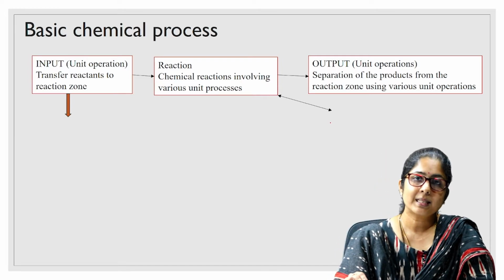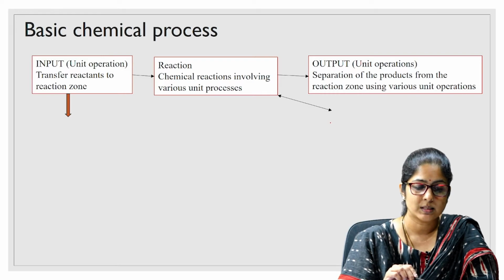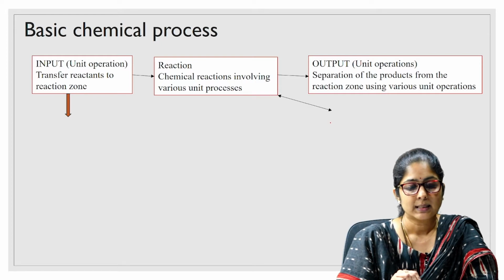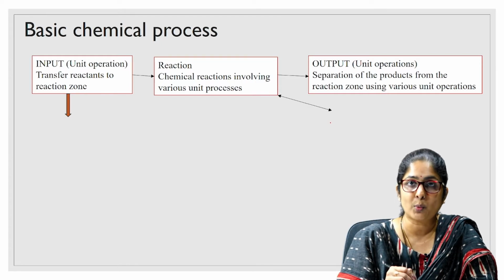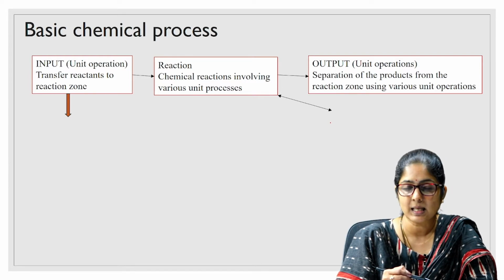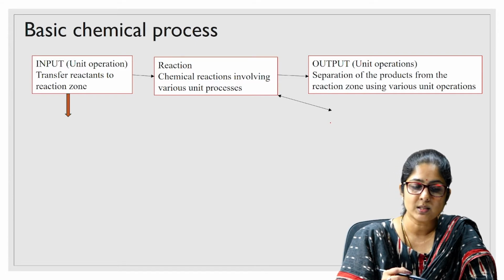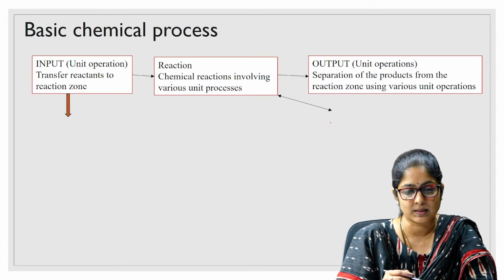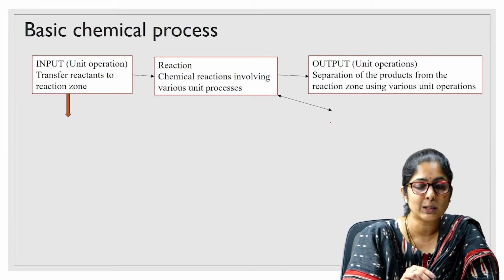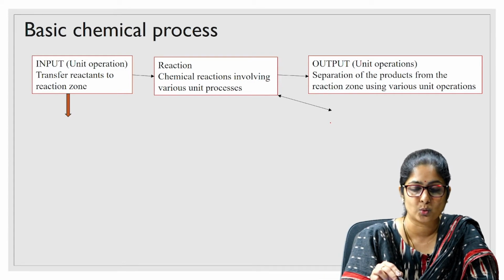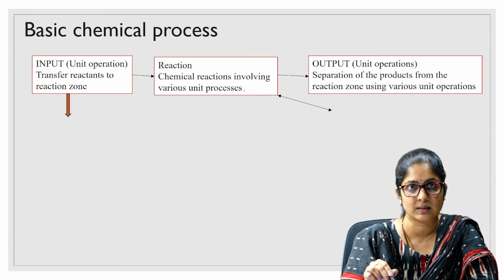As you all know, a basic chemical process has 3 zones. The first one is the input, which is transfer of reactants to the reaction zone. The second zone is the reaction, where new products are formed, that is chemical reactions involving various unit processes. And finally you have the output, which is separation of the products from the reaction zone. So in a basic chemical process, you have unit operations and unit processes. You can see here that usually input as well as output we deal with the unit operations, whereas the actual reaction zone or the reactions we deal with the unit processes.